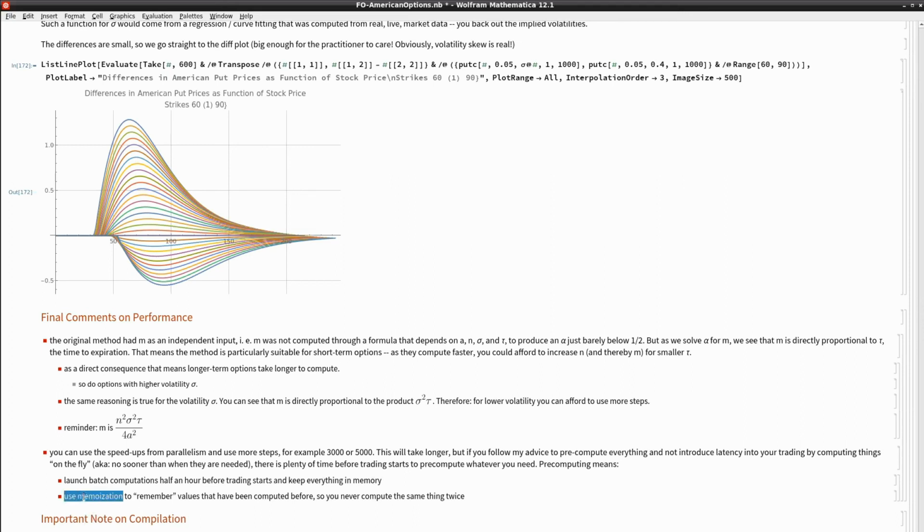Or you can use memoization to remember values that have been computed before, so you never compute the same thing twice. That would also be a waste of time. Why compute something you already have computed? The moment you have computed it, store it in memory. That's called memoization. Never compute it again, because next time you need it, it will be read from memory and not recomputed.